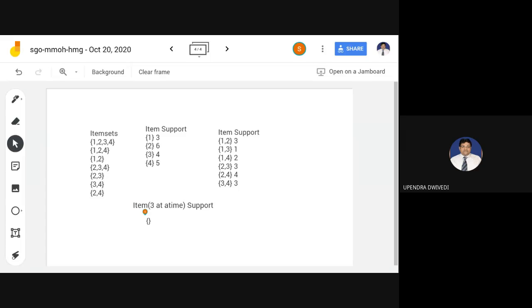Okay, Mohammed has responses. Let me copy the response in the chat box. So these were the responses from Mohammed. He has responded with the triplets 1 comma 2 comma 3, 1 comma 2 comma 4, 1 comma 3 comma 4. Is there any other possible triplet? 2 comma 3 comma 4. That is one more triplet possible.